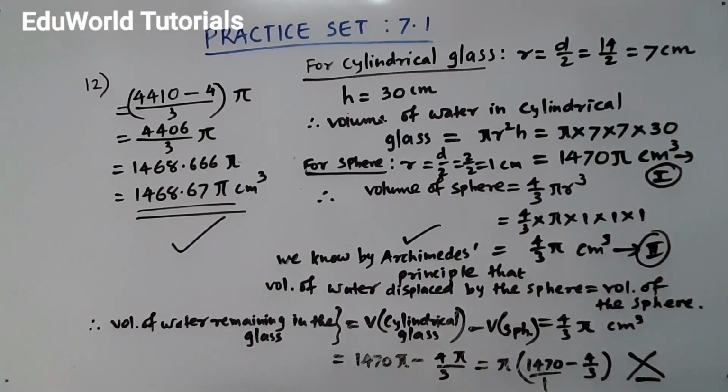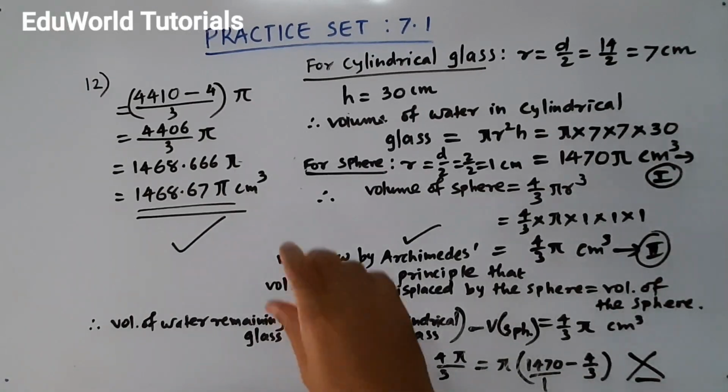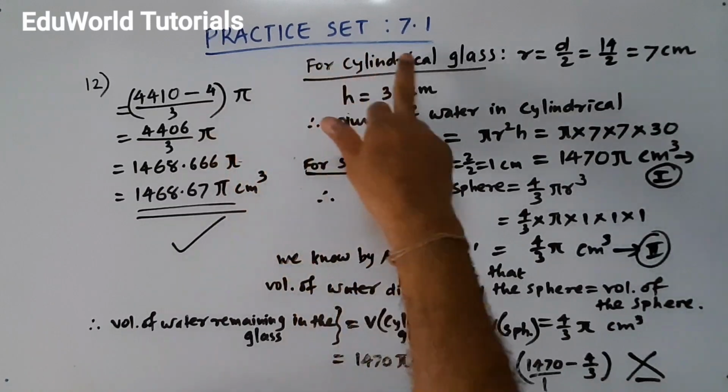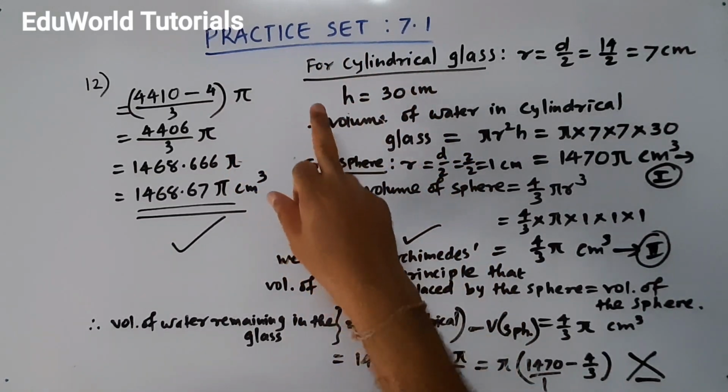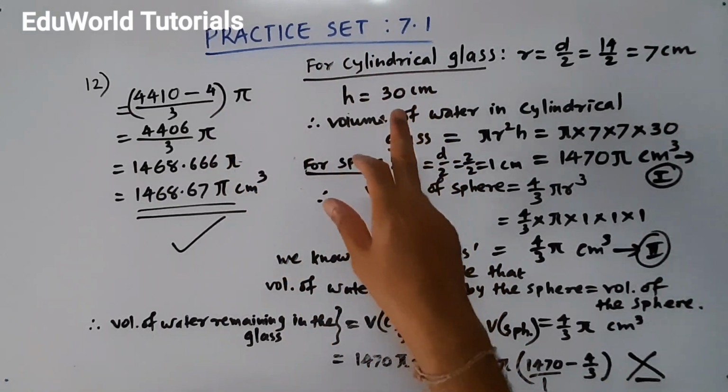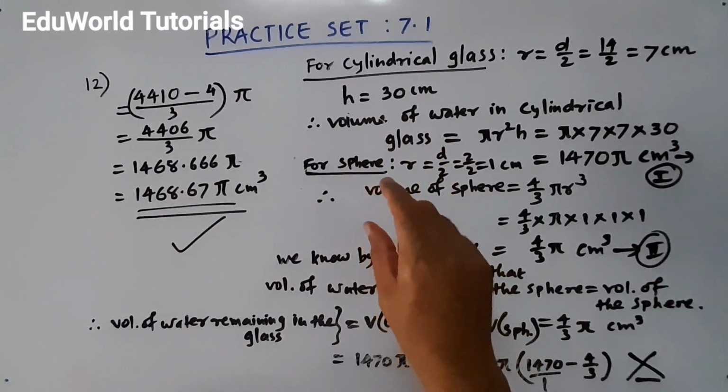Welcome back, students. This is the fourth lecture on mensuration. In the last lecture we completed practice set 7.1. This time we are doing practice set 7.2, which is entirely based on frustum of a cone.